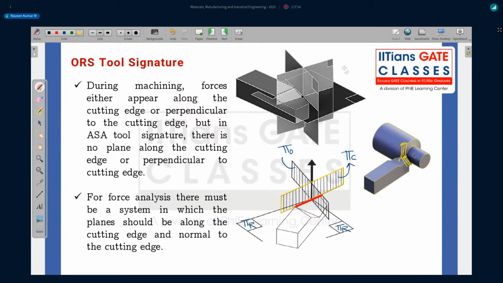So let's read the statement. During machining, forces either appear along the cutting edge or perpendicular to the cutting edge. But in ASA, obviously it is along the cutting edge only, right? So let me write the cutting edge clearly here. The cutting edge is this, the red one, right? So in the ASA system, there is no plane along the cutting edge or perpendicular to the cutting edge. That's the reason why for force analysis, there must be a system in which the planes are along the cutting edge and normal to the cutting edge.